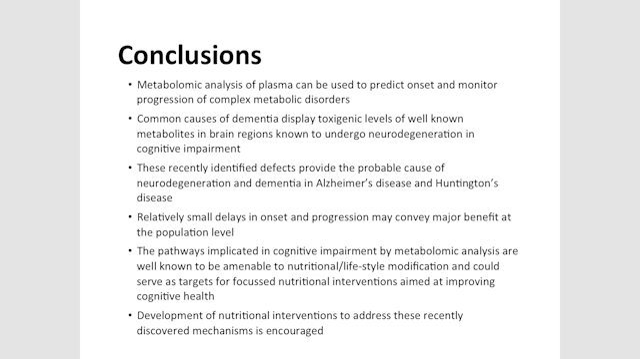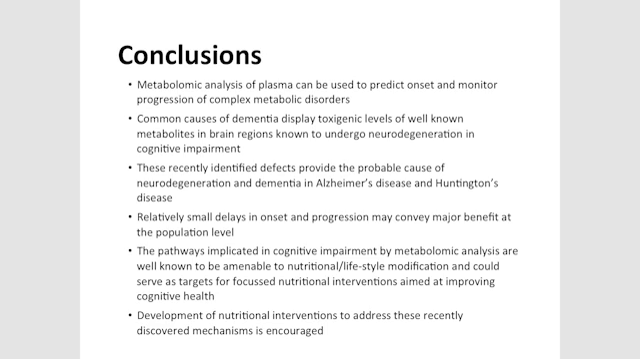So in conclusion, metabolomic analysis of plasma can be used to predict onset and monitor progression of complex metabolic disorders. I've shown you examples. Common causes of dementia display toxigenic levels of well-known metabolites in brain regions known to undergo neurodegeneration and cognitive impairment. These defects, recently identified by our group, provide the probable cause of neurodegeneration and dementia in Alzheimer's disease and Huntington's. Relatively small delays in onset and progression may convey major benefit at the population level.